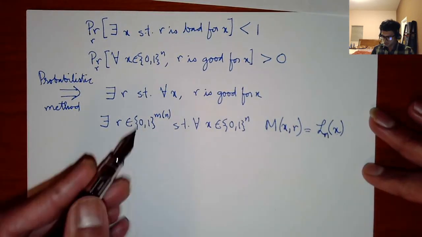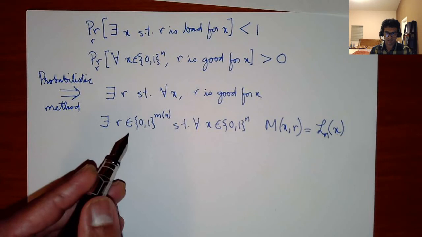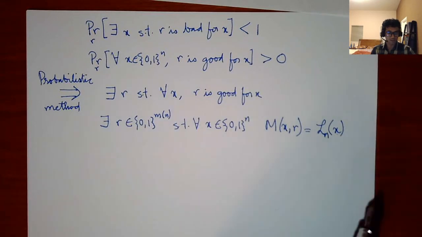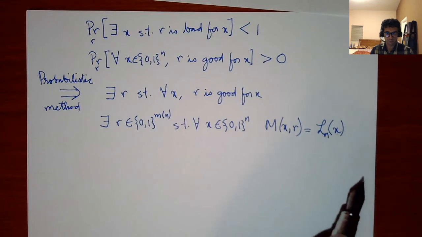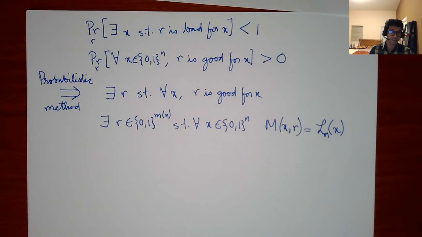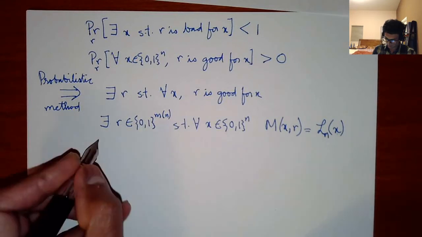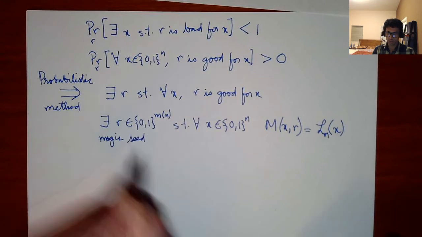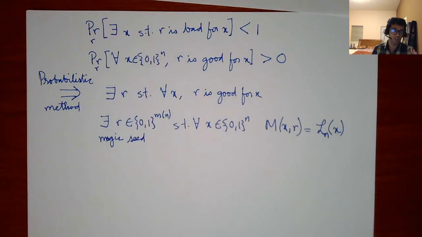So it means there's this one random seed which happens to work for all the inputs of length n. We don't know how to find this. We don't know how to find this magic seed. So this is what I would call the magic seed. We don't know how to find the magic seed, but we know it exists. And as far as a circuit family is concerned, that is good enough.